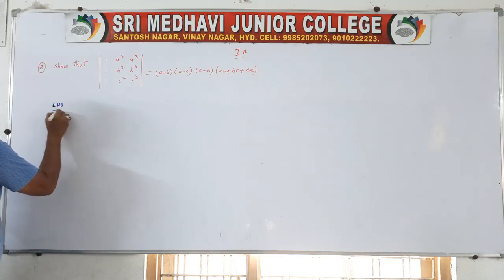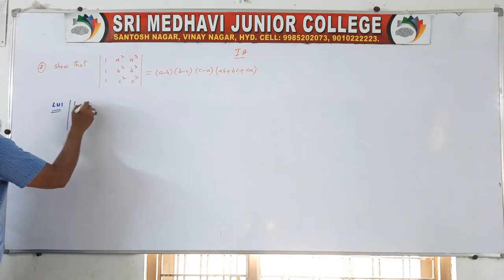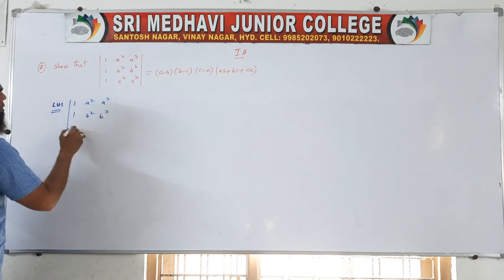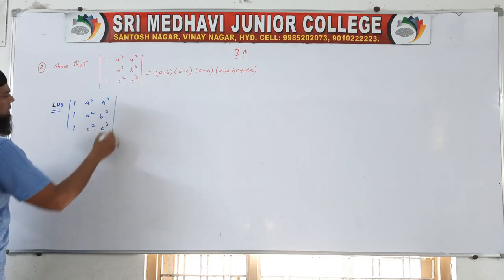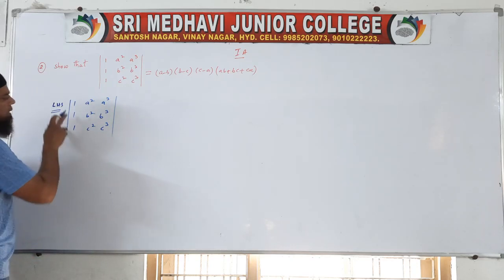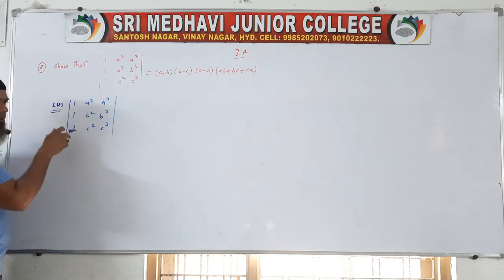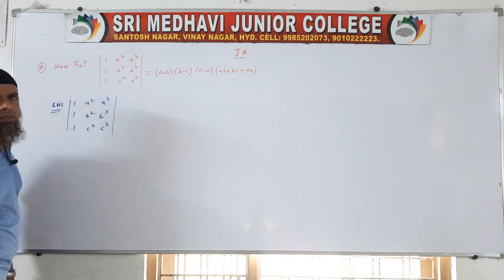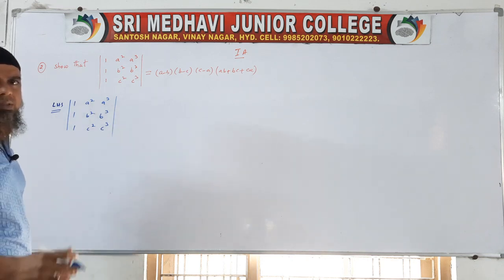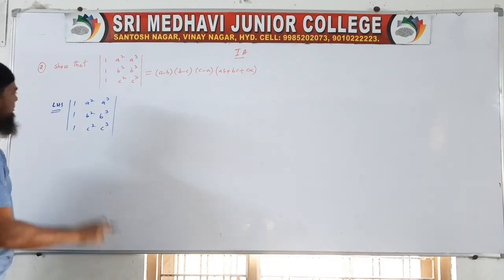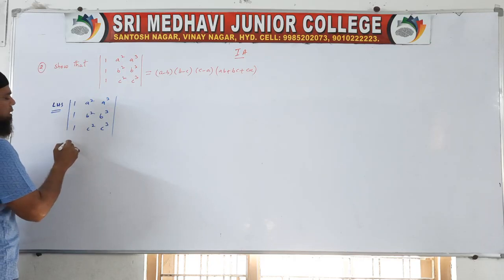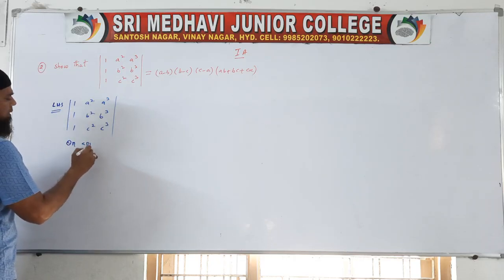LHS, that is 1 a square a cube, 1 b square b cube, 1 c square c cube. As I said in the previous class, when we are getting ones in the column, we have to do row operations. Opposite to that, if you are getting ones in the row, then column operations. So now in this determinant, ones are present in the column, so we are applying row operations.